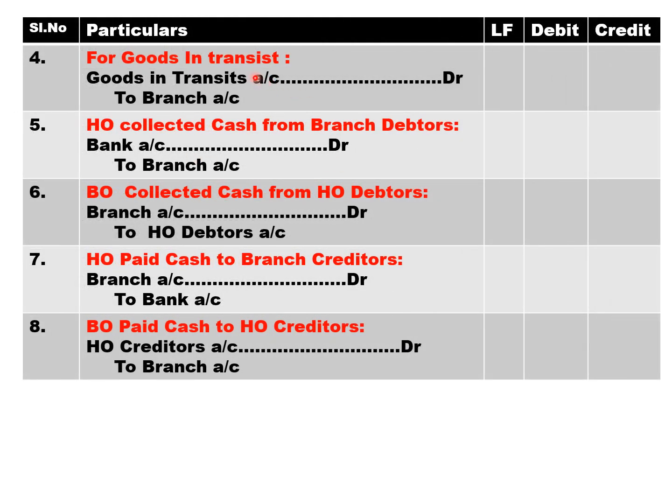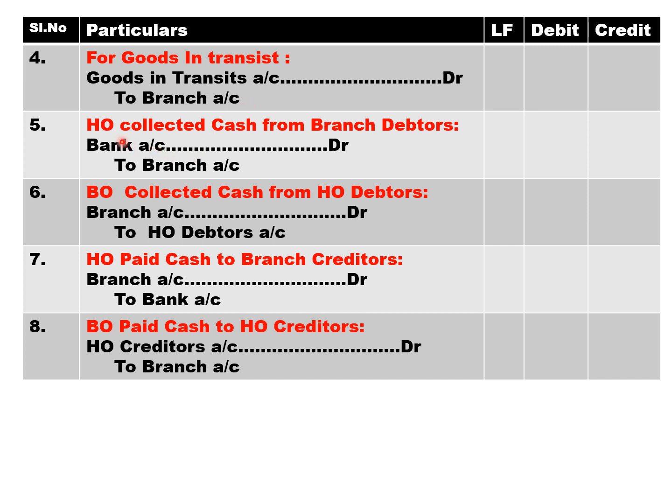Goods in transit. What do you mean by this goods in transit? Sometimes the goods may be sent by branch office, but it is not received by head office before closing the books of accounts. That is called goods in transit. What is the journal entry? Goods in transit account debit to branch account, being goods in transit.